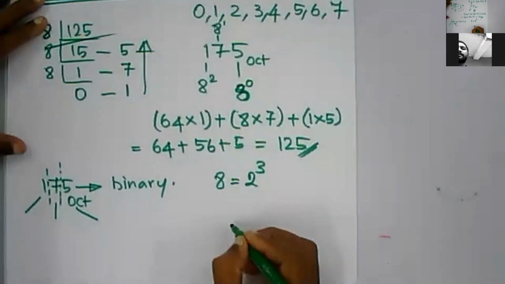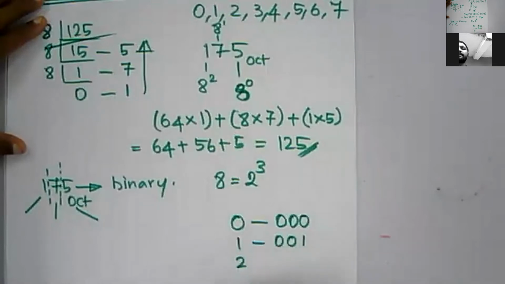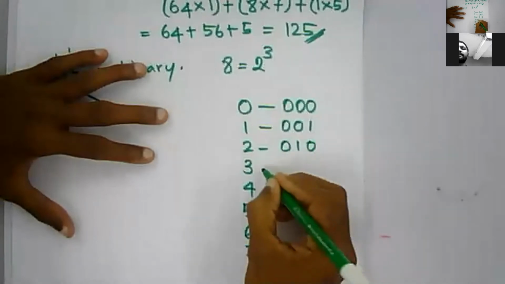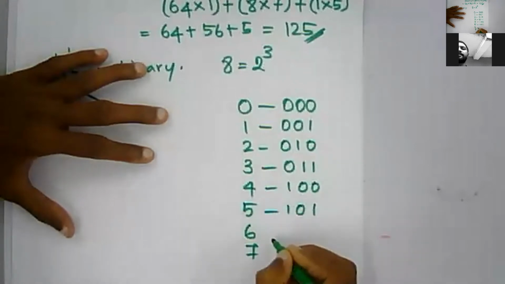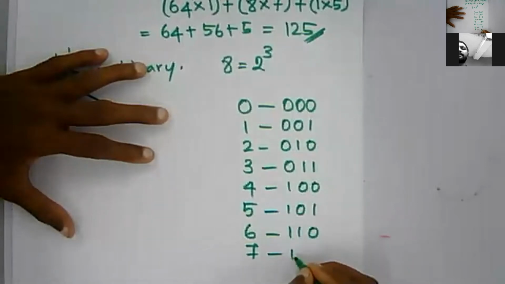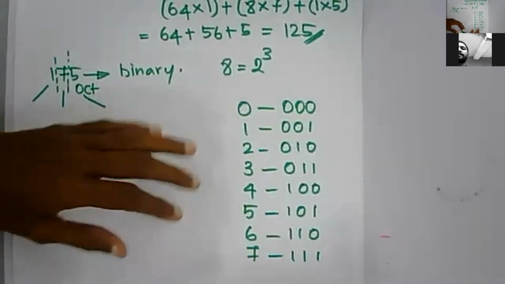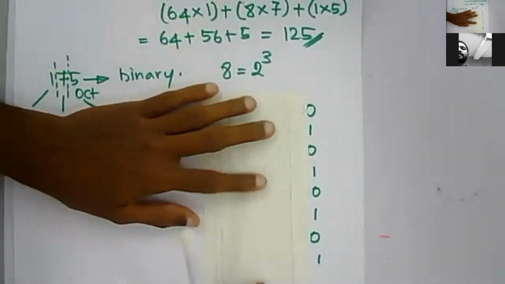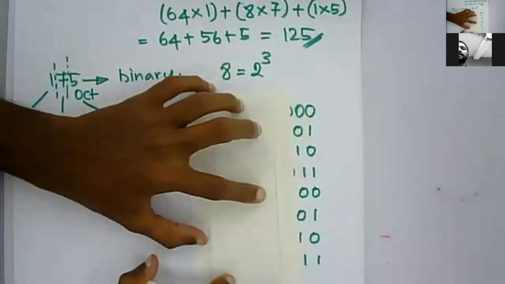For example, 0, 1, 2, 3, 4, 5, 6, 7. I can write them as 000, 001, 010, 011, 100, 101, 110, 111. Am I right? So this is the sequence. Or, if you want to write it this way, I can give you a shortcut. See here: 0, 1, 0, 1, 0, 1, 0, 1. Go to the next step.